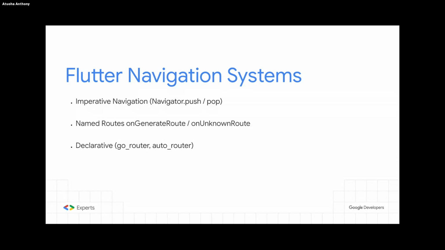And we have the named routes, onGenerateRoute and onUnknownRoute. Named routes are more organized and they give you a structure that you can use. In a particular screen, like a detail screen or a profile screen, instead of pushing directly to the class of the screen, you can create a route name. The route name can be /profile or /settings. Anytime you call it up, it gives you exactly that.